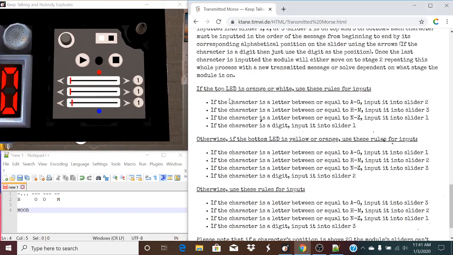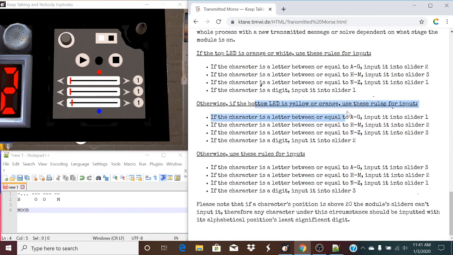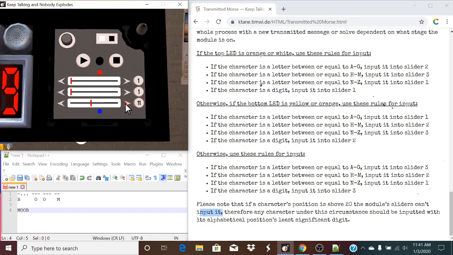So looking at these rules, if the top LED is orange or white, no, it is red. If the bottom LED is yellow or orange, no, it is blue. Otherwise, use these rules for input. Okay. Now, before I move on, and this is not going to apply to this one, please note that if the character position is above 20, the module sliders can't input it. Let me show you here. It doesn't go above 20.